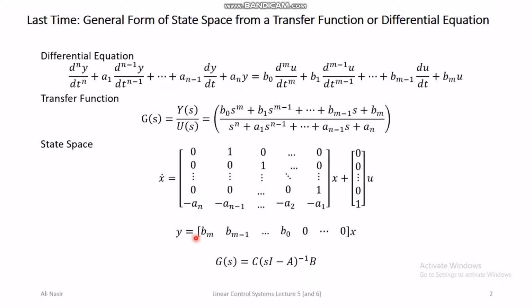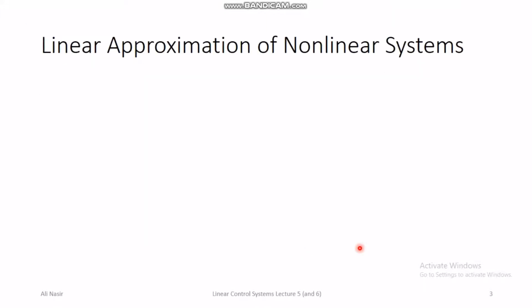Entries of the C matrix include the coefficients of the derivatives of the input, and there are some zero fillings. The number of zeros here is equal to n minus m minus 1, so it is 1 less than the difference between n and m. And of course you can convert state space back to transfer function using this matrix multiplication, C times (sI minus A) inverse times B. We already did examples of that in the last lecture. So let's keep going towards the topic of today's lecture.